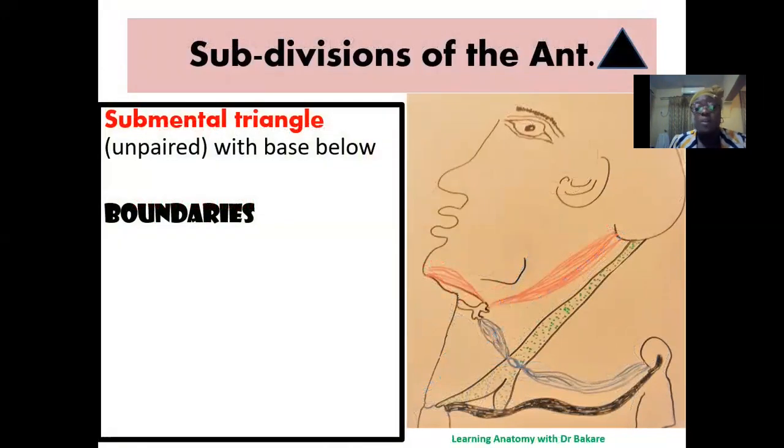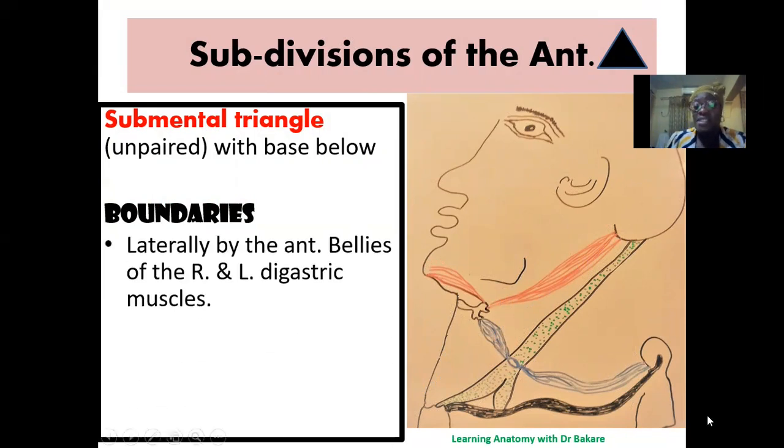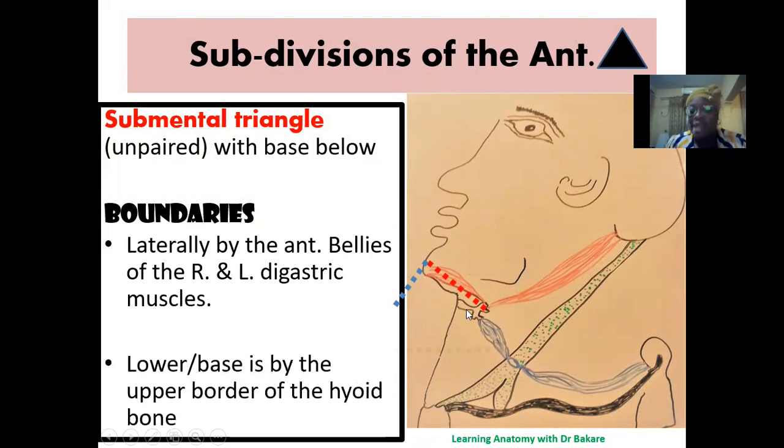So the first one is the submental. We already said that it's an unpaired type of triangle. The boundaries will include, laterally, the anterior bellies of the digastric muscle. This is the anterior belly of the digastric muscle of one side. This anterior belly we also have on the other side. The 2 anterior bellies will form the lateral boundaries. So this is one of them. The second one is imaginary. It's going to be on the other side. It's still the anterior belly of the digastric, but on the other side of the face. Then we have the base formed by the upper border of the hyoid bone. So this is a triangular space that is formed below the chin.